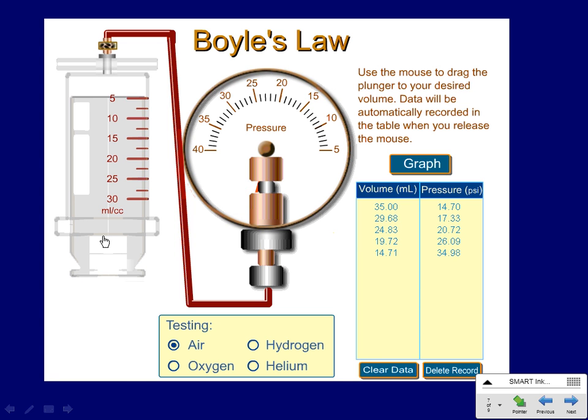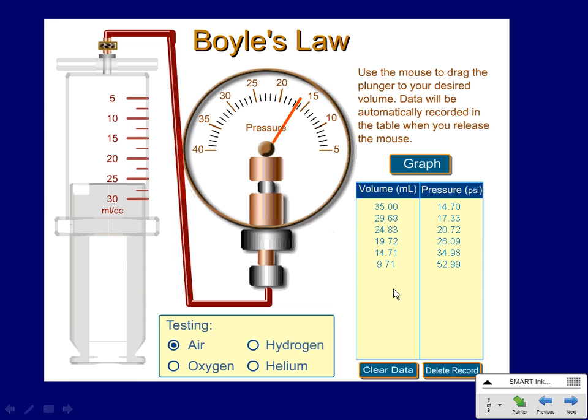And let's do one more down at the 5, and well, look at that. The nice thing about a simulation is if I did this on the actual experiment, it wouldn't function, and I'll talk about why in a moment if we've got time. But this, I can still get that reading. At 9.71, we have a pressure of 52.99.